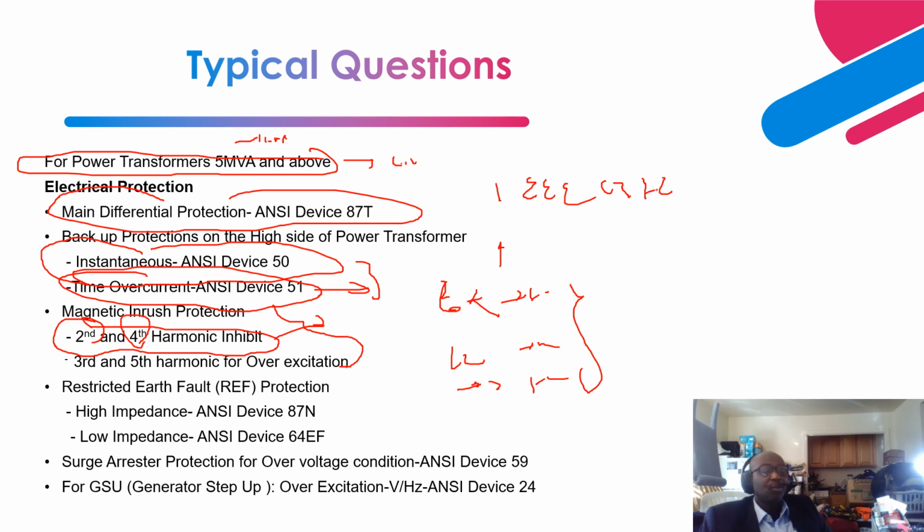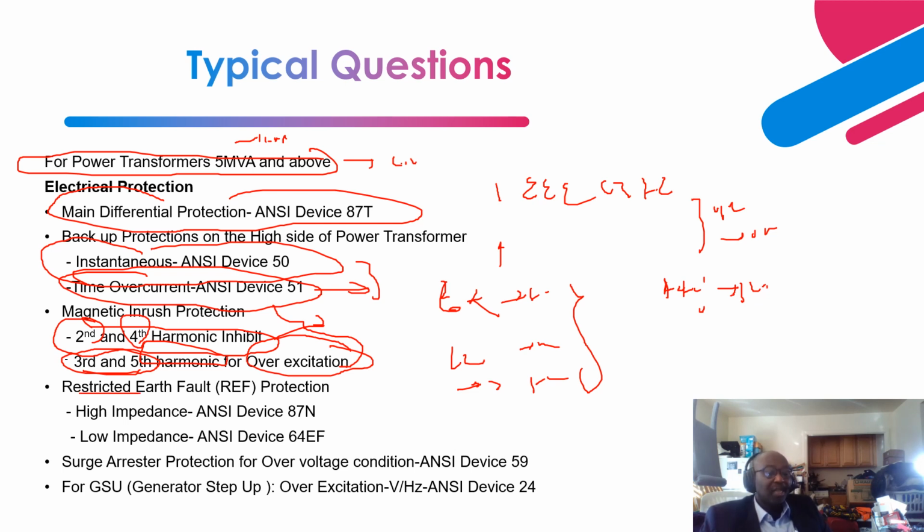Okay. Next is the overexcitation condition, right? During energization, because the primary side is open, you can have an overexcitation condition, which can result in an overvoltage condition. So basically, you want to utilize the third and the fifth harmonic content of the magnetic inrush to distinguish between a magnetic inrush condition and an actual fault condition that can result in an overvoltage condition, or a load rejection condition that can result in overvoltage.